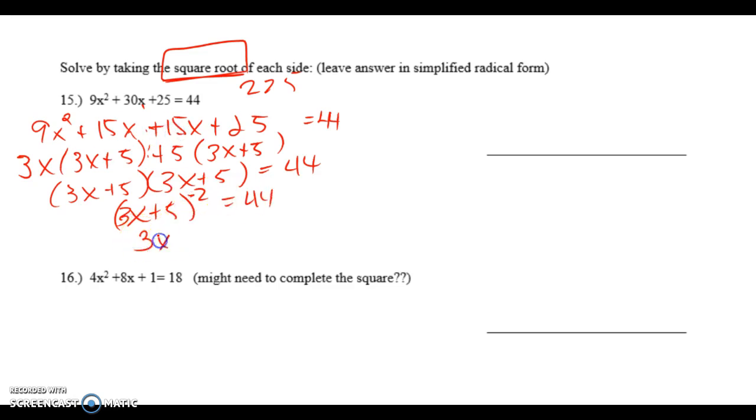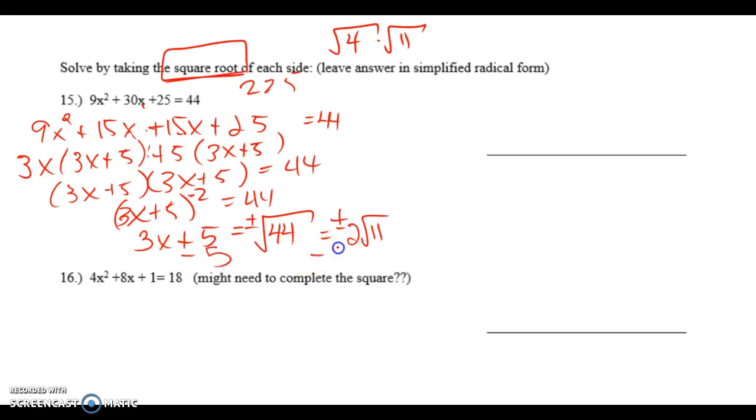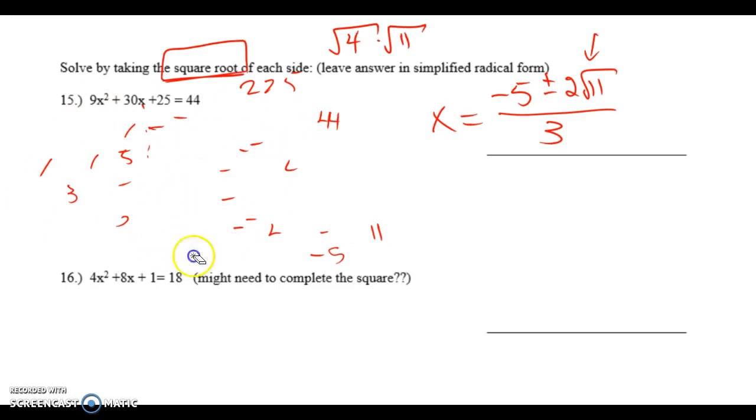Take the square root of both sides, and we get 3x plus 5 equals positive or negative square root of 44. Well, 44 can be broken up into 4 times 11, so that would be positive or negative 2 square root 11. All right, so we have to subtract 5 from each side, and remember, I always tack that on the front, so we don't end up combining it somehow with that. And then I divide by 3. Those are my two solutions of this.